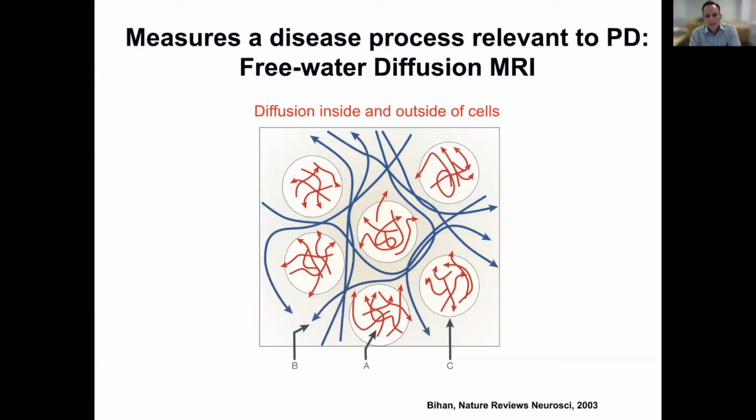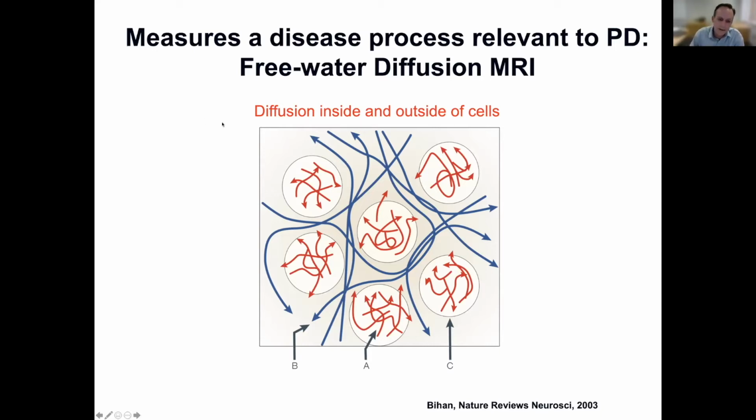Now we're using a measure called free water diffusion MRI. This is a technique that does not involve a contrast agent. It can be performed on 3 Tesla MRIs, which are readily available throughout the United States, mostly at major medical centers. There are many in Gainesville, for example, that you would be able to access.